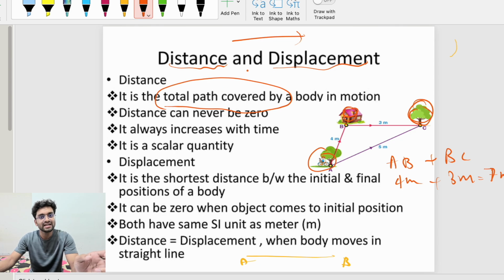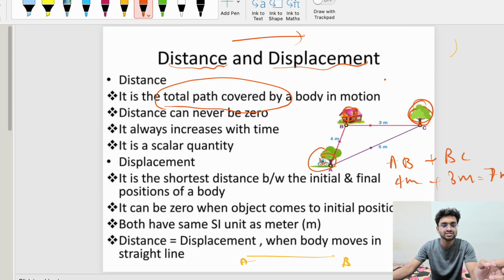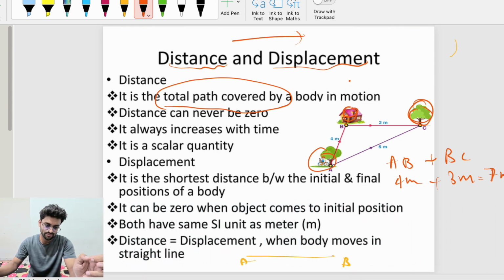Distance is a scalar quantity, so it doesn't have direction, only magnitude. But displacement has a specific direction, so it is a vector quantity. The shortest distance is covered only in a specific direction. This is the major difference between them. Distance cannot be zero or negative, while displacement can be negative and can also be zero. It depends upon the initial and final position, as it is a vector quantity.